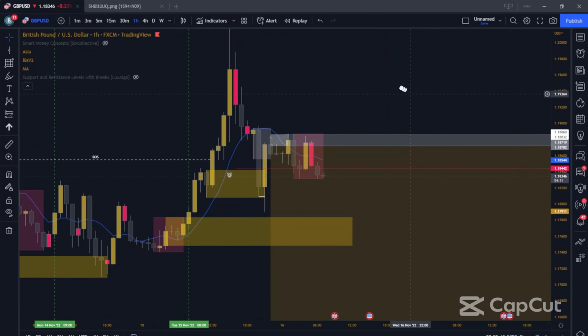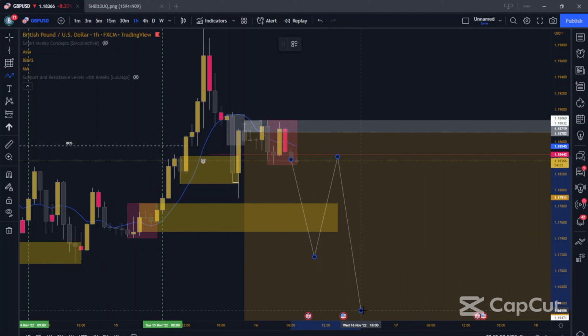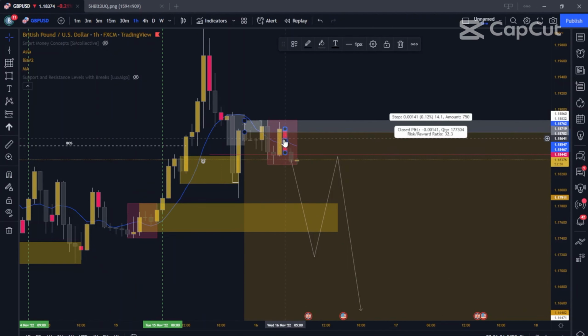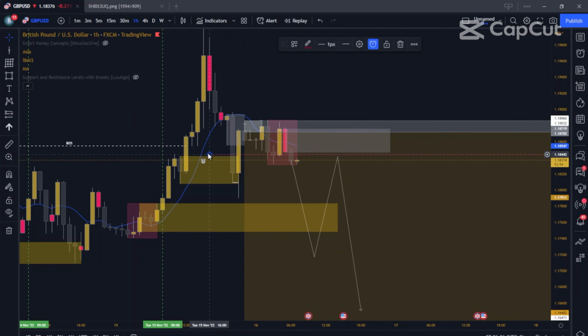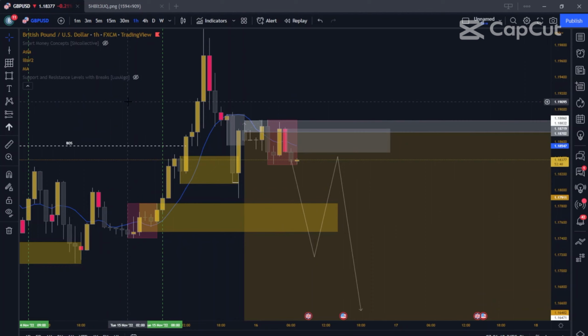So what we're going to look for next is a flip of this demand. Once this demand flips, we'll be looking for exactly the same thing. What flipped that demand? Most likely like this inside bar or something. Yeah? So that's what we're going to be looking for on GBP USD. Going to be looking for a flip of this demand on the 4 hour.